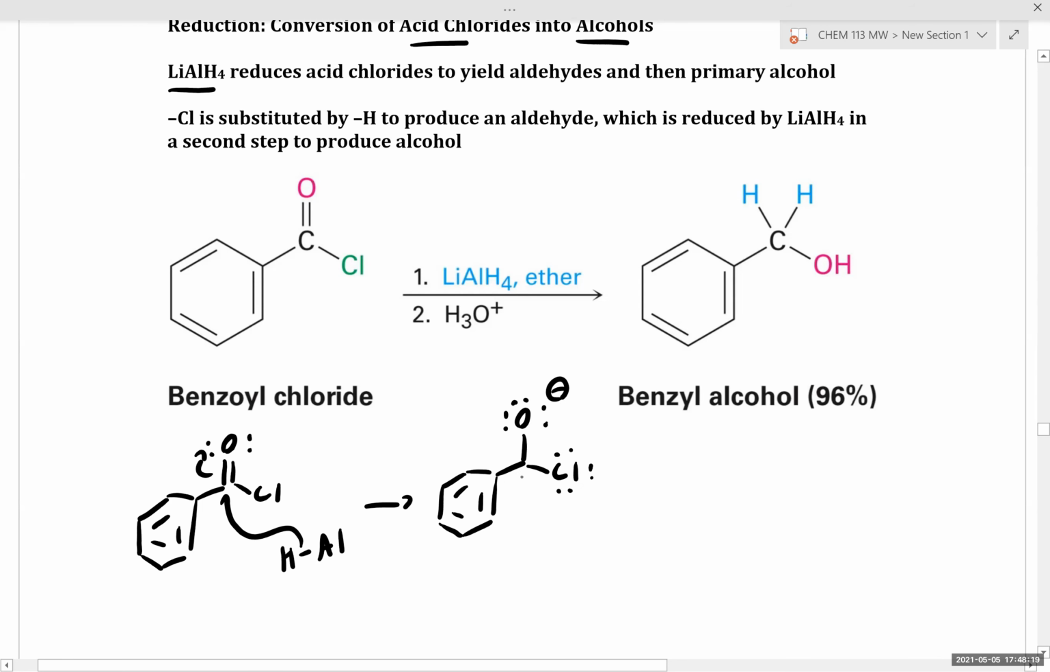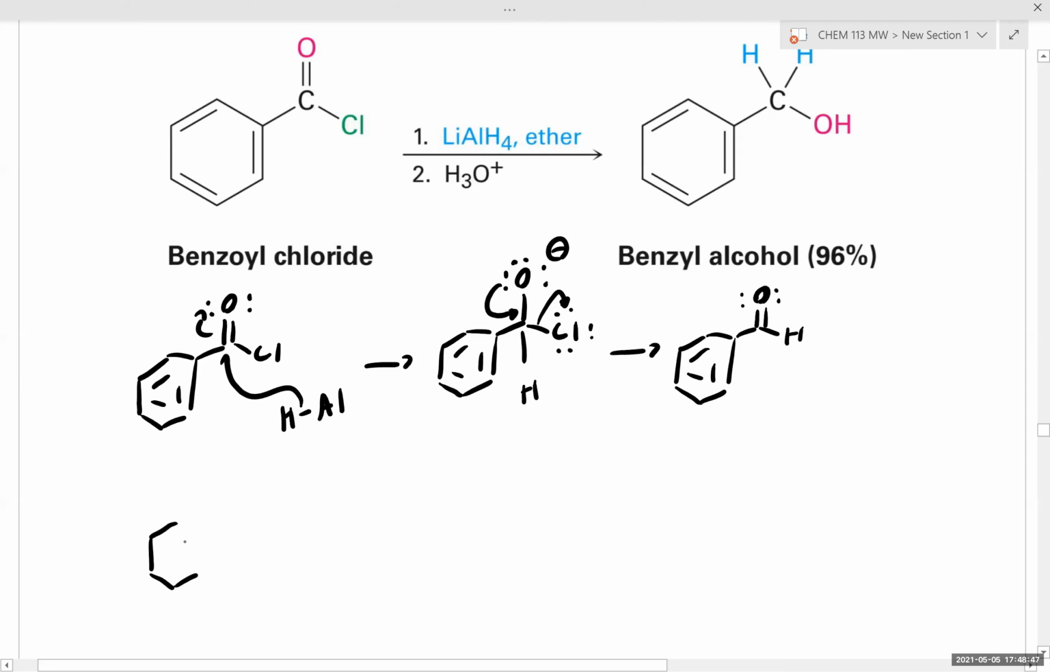So hydride attacks, we generate a tetrahedral intermediate. This time we have a great leaving group in the form of chloride, and we get an aldehyde intermediate. Under lithium aluminum hydride reduction conditions, you're never able to fully isolate the aldehyde generated. The aldehyde will almost immediately react via a second reduction reaction to generate the corresponding alcohol.